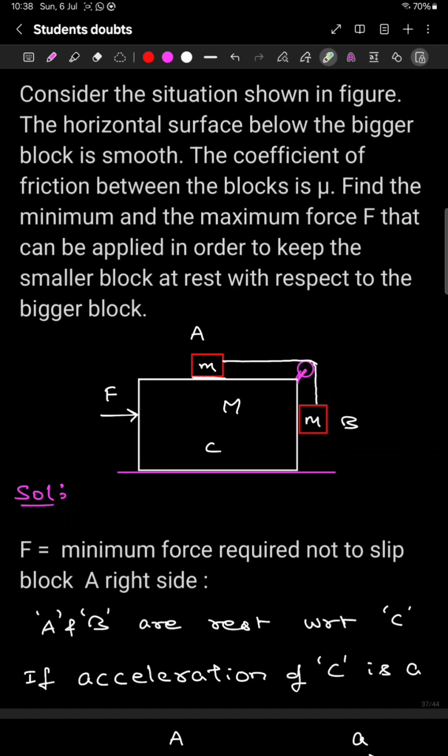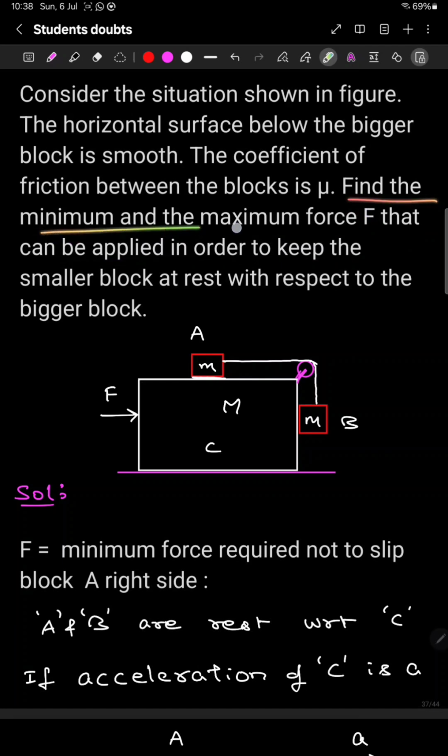Today, let us discuss a problem based on NLM with friction. In this situation, a block C is kept on a smooth table. Above this, two more blocks A and B are given, connected with a string through a pulley. The coefficient of friction between A and C is mu, and between B and C also mu.